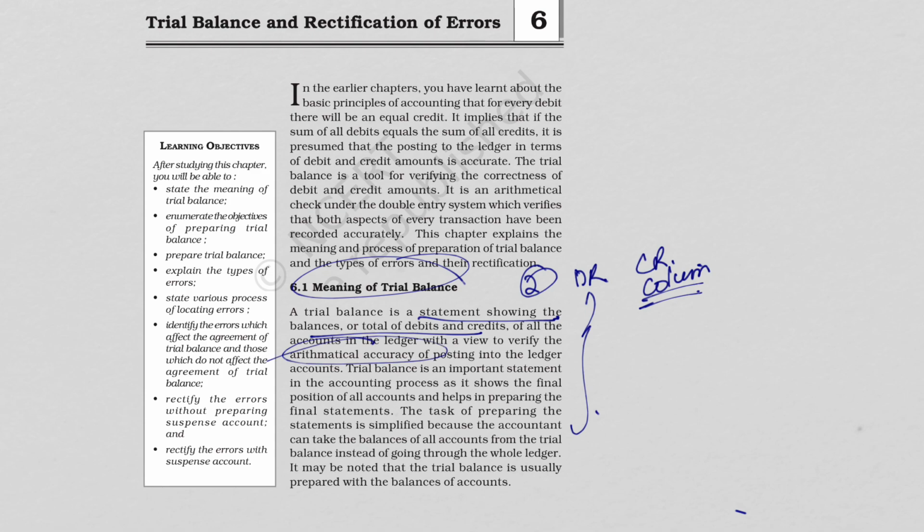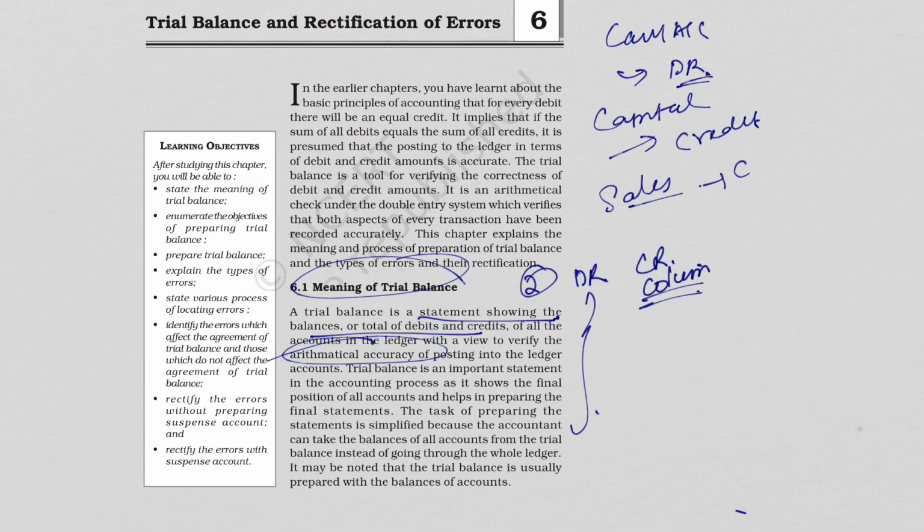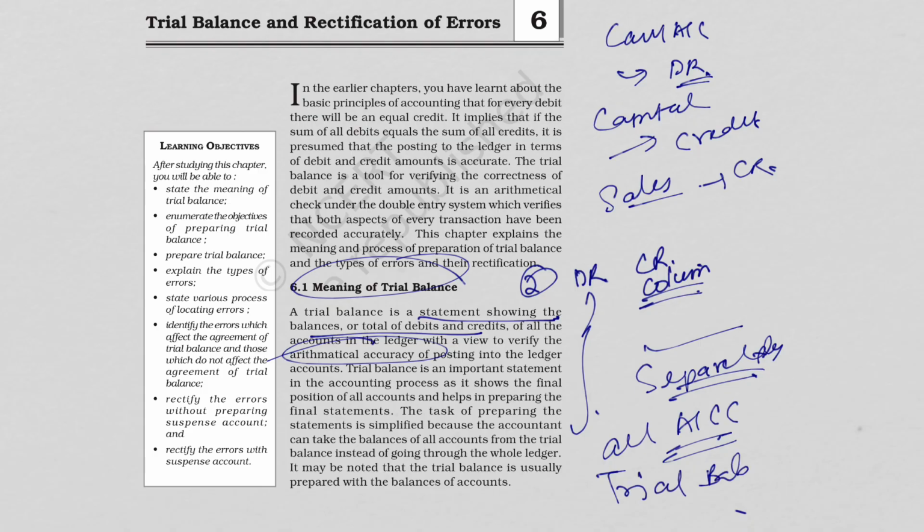Now let us understand this in simple terms. After recording transactions in the journal and posting them into the ledger, each ledger account will show a balance. For example, cash account may have a debit balance, capital account may have a credit balance, sales account may have a credit balance, purchase account may have a debit balance. So instead of checking each ledger account separately, we will collect the balances of all accounts and prepare a statement. This statement is called the trial balance.